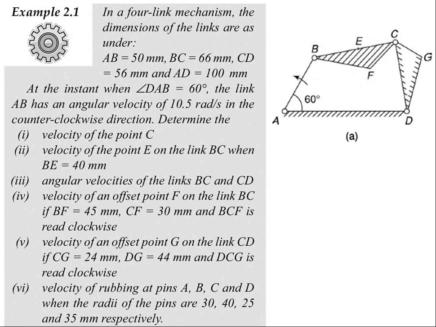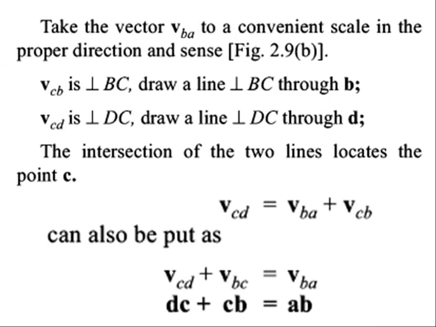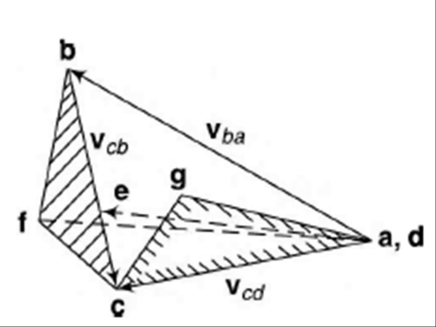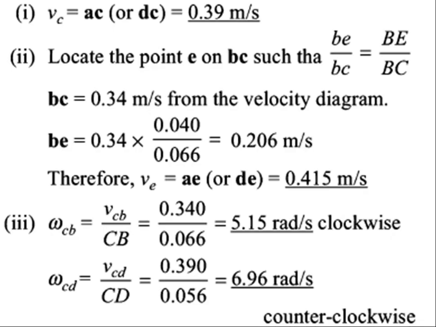Okay. So mark the point E at 40 mm, and then in the same way you have to find the point E in the velocity analysis. So locate the point E on BC such that you take this ratio: be by bc, small letters, is proportional to BE by BC, capital letters, the link BC. So be by bc small is equal to BE by BC capital. Using this relation, what will we get?